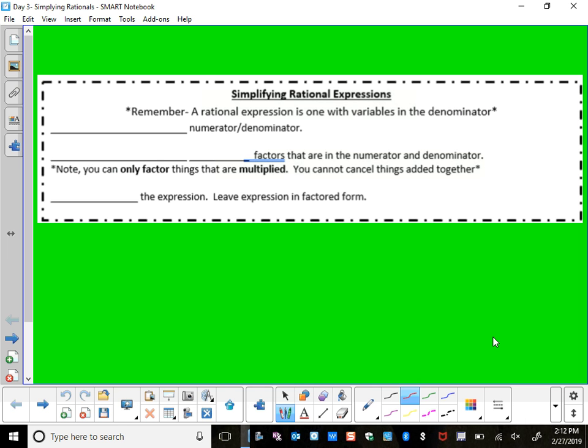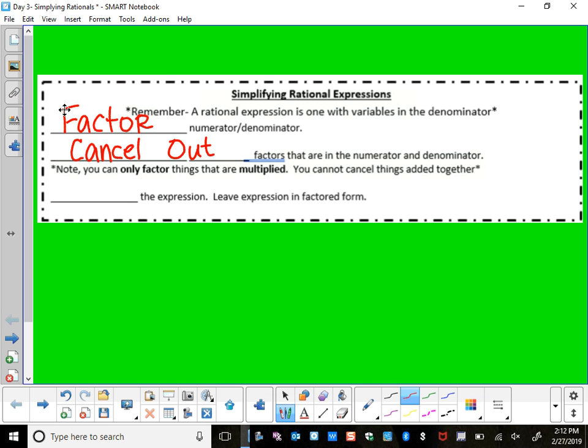So for simplifying rational expressions, we want to first factor our numerator and our denominator. Once we factor them, we are going to cancel out factors that are in the numerator and the denominator.